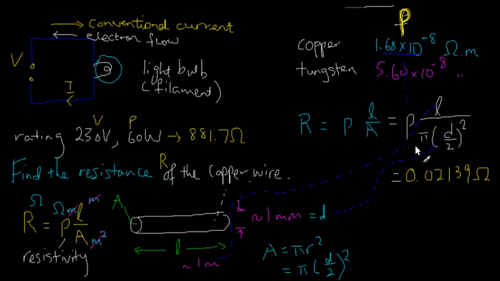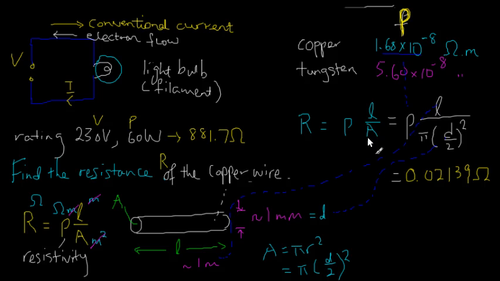In the last video, I used this resistivity formula to estimate the resistance of the copper wire connecting the light bulb and showed that the resistance of the copper wire is of this kind of value, 0.0 something of an ohm, and so it is a lot smaller than the resistance of a typical light bulb, which is nearly 1,000 ohms.